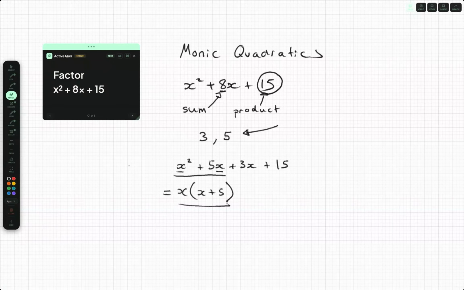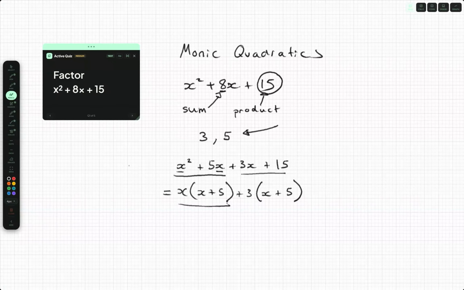Now we're going to do the exact same thing with this group over here. All right, we're going to look, what's a common factor between 15 and 3x? Well, 3 is a common factor. So let's take out the 3, and then 3x divided by 3 is just x, and then 15 divided by 3 is just 5. And we're left with x times x plus 5 plus 3 times x plus 5.